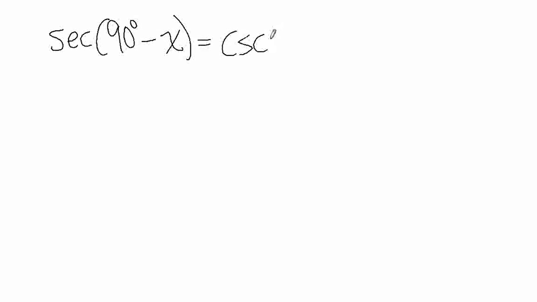So if you're familiar with the complementary angle identities for the cosine, sine, and tangent functions, simply find the reciprocal of both sides, and you'll immediately get the complementary angle identities for the secant, cosecant, and cotangent functions. I'll write those down right now.